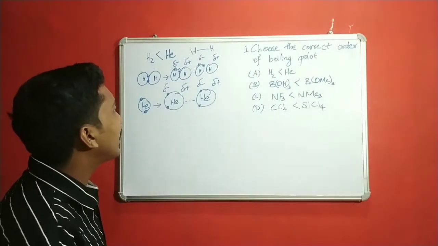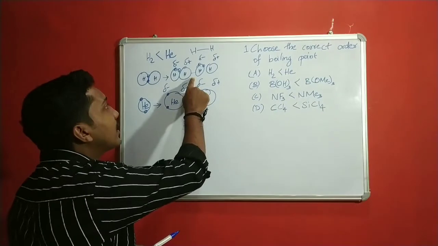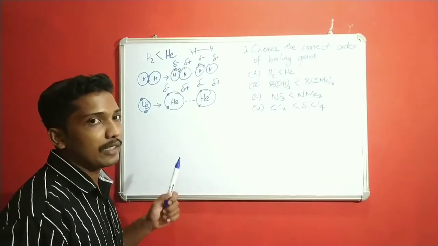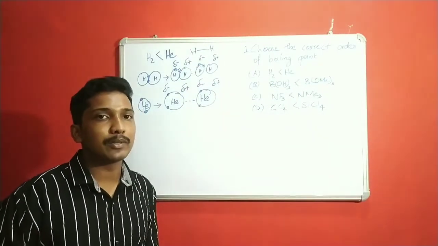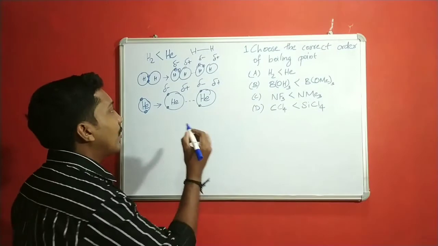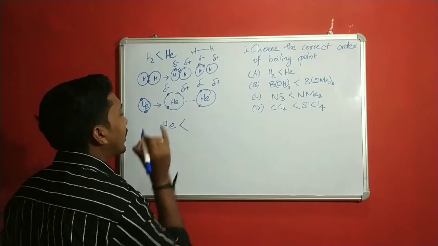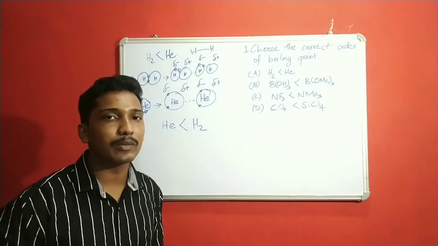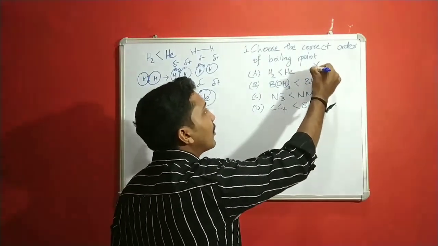So we must apply more energy to break the hydrogen-hydrogen molecule interaction in hydrogen and less energy in helium atoms. So we should write that helium has a lower boiling point compared to the hydrogen molecule. So option A is wrong.